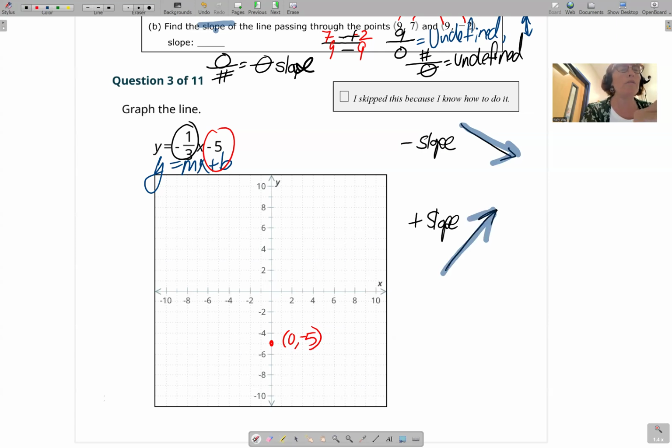So I know if this is a negative line, it must tilt downward from left to right. So my rise is 1 and my run is 3. Or I could drop 1 and run 3 this way. Either way, it is a negative tilting line.